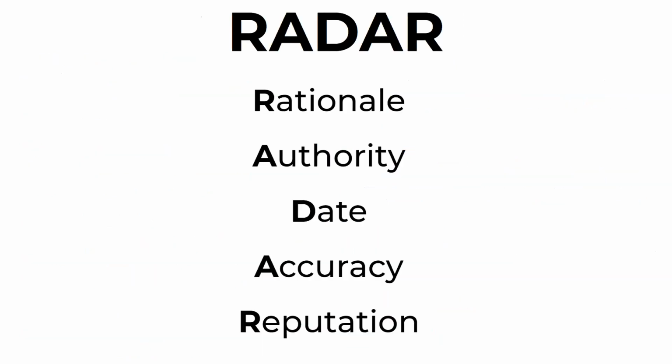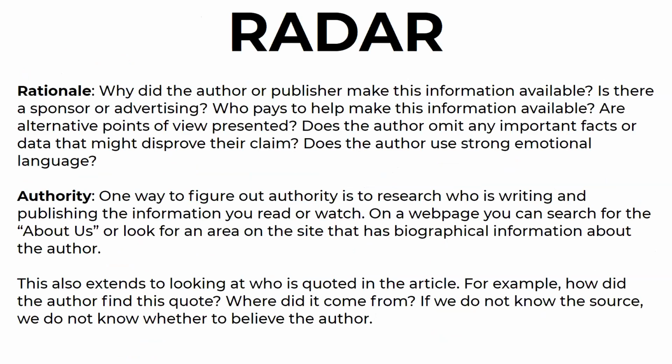So, RADAR: rationale, authority, date, accuracy, reputation. So, rationale. Why did the author or publisher make this information available? Is there a sponsor or advertising? Who pays to help make this information available? Are alternative points of view presented? Does the author omit any important facts or data that might disprove their claim? Does the author use strong emotional language?